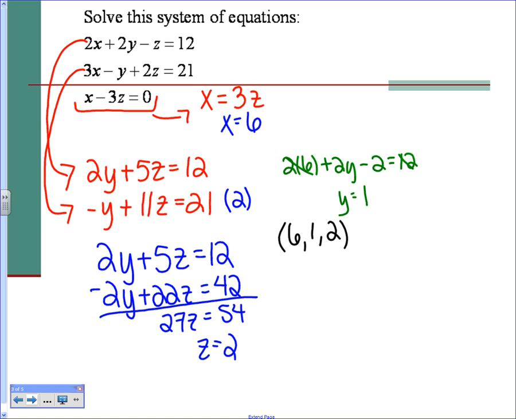Okay, did you get negative y plus 11z equals 21? Yeah. Okay, and then you multiplied the bottom one by 2? Did you get negative 2y plus 22z equals 42 when you multiplied it by 2? Yep. Okay. Negative 2y plus 22z equals 42.